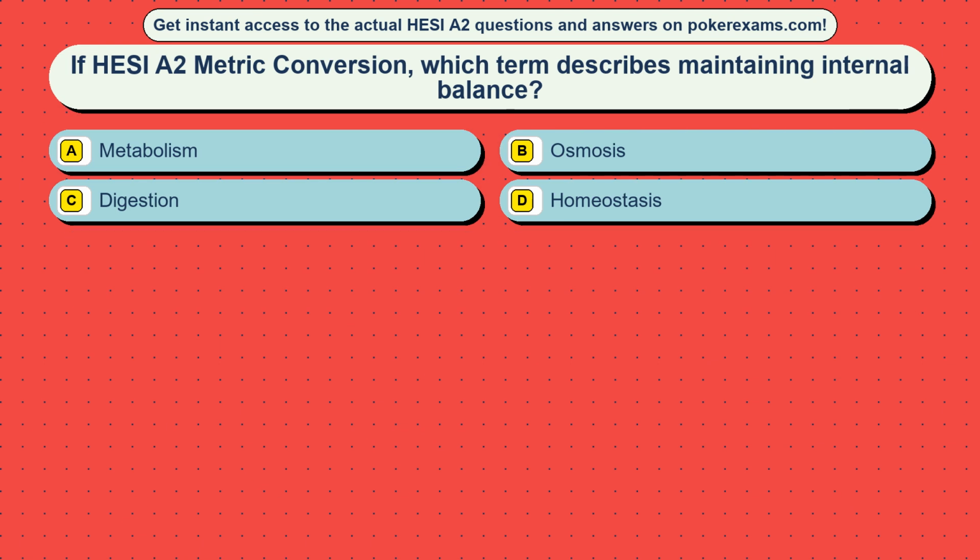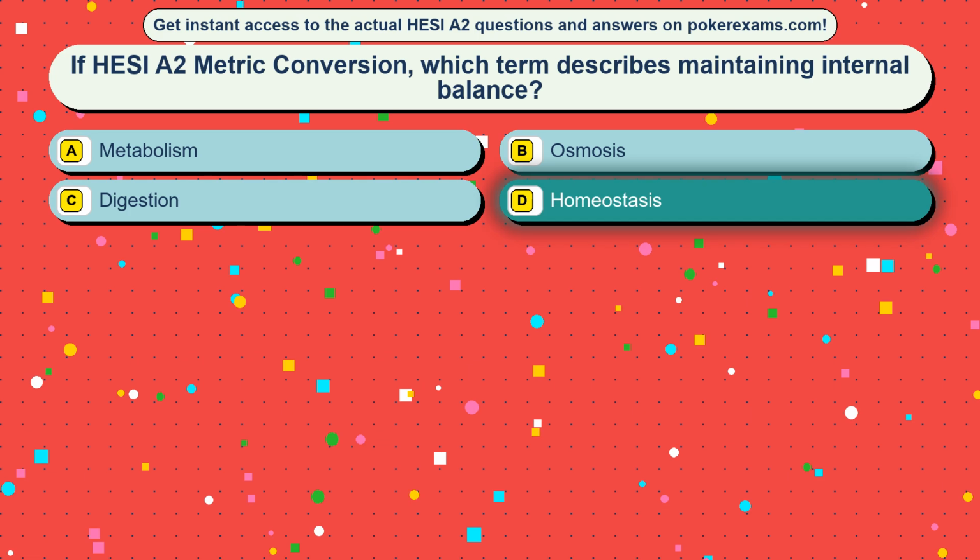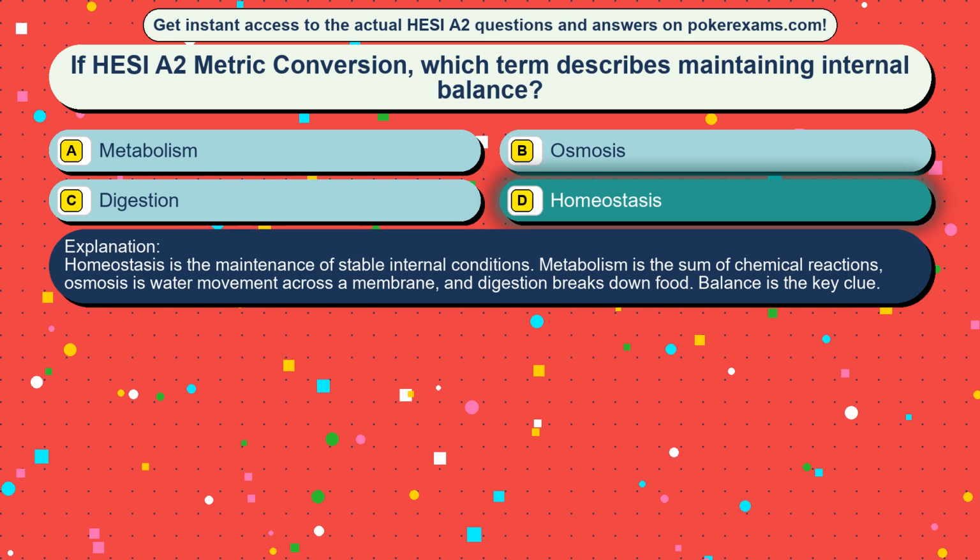Question 30. If HESI A2 metric conversion, which term describes maintaining internal balance? Option A, metabolism. Option B, osmosis. Option C, digestion. Option D, homeostasis. The correct answer is option D, homeostasis. Homeostasis is the maintenance of stable internal conditions. Metabolism is the sum of chemical reactions, osmosis is water movement across a membrane, and digestion breaks down food. Balance is the key clue.